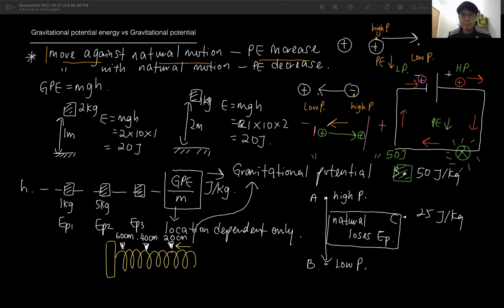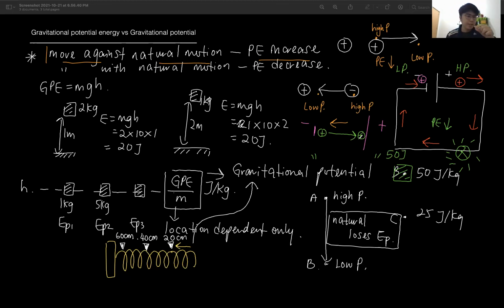So when the battery brings the charge from the left side to the right side, it is moving against the natural motion. So it increases the potential energy of the charge. So it increases, sacrificing its own chemical energy, the chemical reaction in the battery, converting to potential energy, giving it to the charge, and then the whole process repeats. When the charge arrives at the positive, again it moves around the circuit, losing the potential energy.